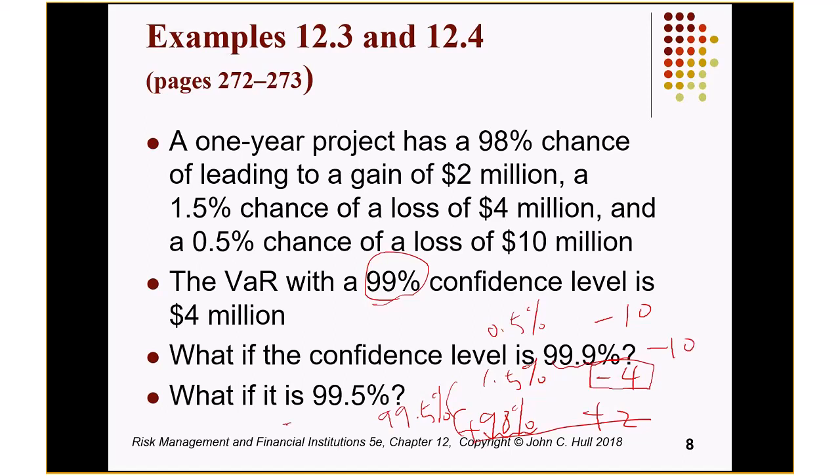What if it's 99.5%? A lot of times this is the gray area. Some people would just say this is negative 10. Some people would say it's just negative 4. Following the FRM curriculum, it should be negative 10. You just need to move forward. It's a distribution, right? You will not count this point. You just need to move down a little bit to do the calculation.